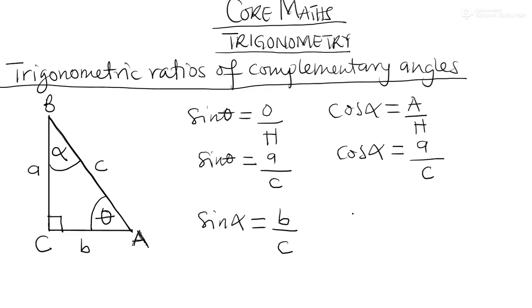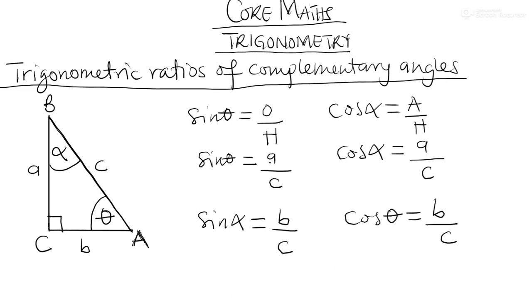Okay. Then let's find cos theta. Cos theta. So we also know that cos is what? Adjacent over what? Over hypotenuse. So what's the adjacent to theta? Is B. And what's the hypotenuse? Is C. Okay, good. So now let's look at something.